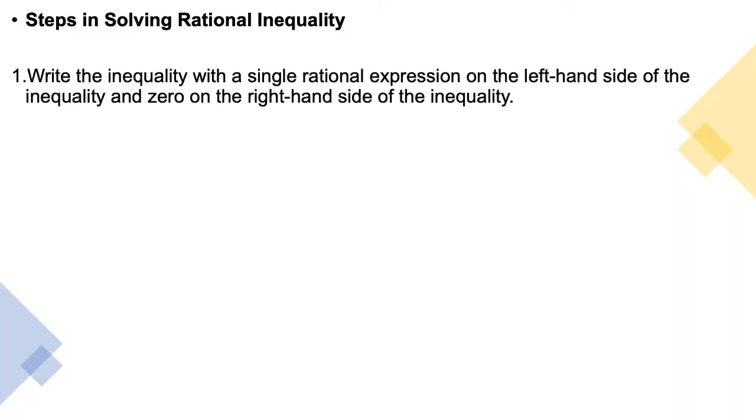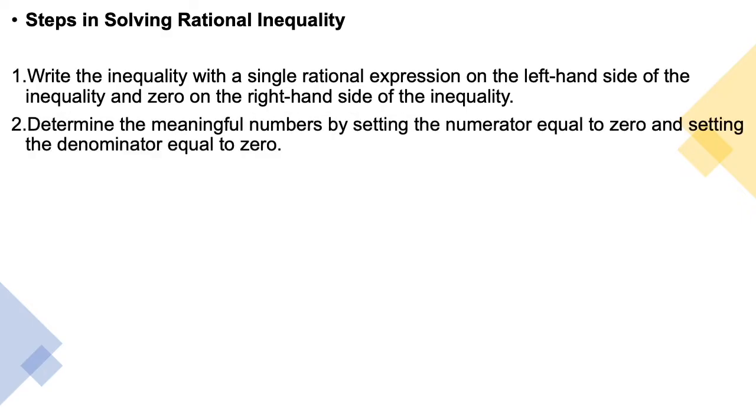So here are the few methods to remember in solving rational inequalities. Number 1, write the inequality with a single rational expression on the left-hand side of the inequality and 0 on the right-hand side of the inequality. Number 2, determine the meaningful numbers by setting the numerator equal to 0 and setting the denominator equal to 0.